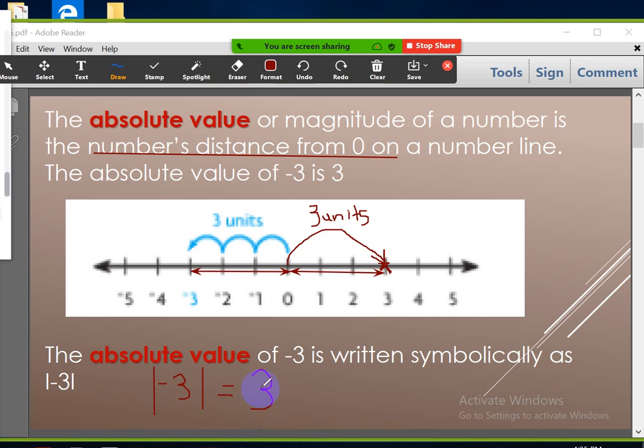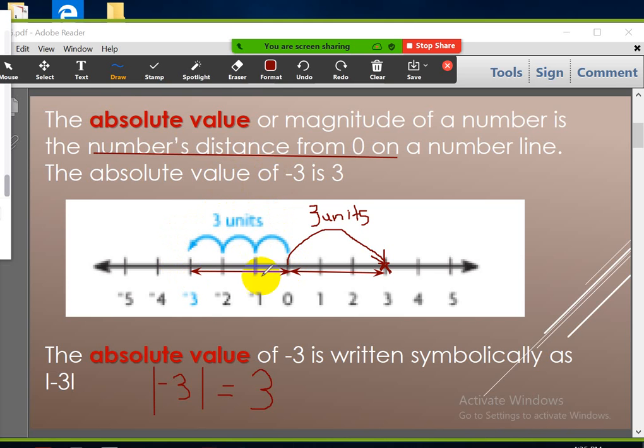Okay, I will repeat again. The absolute value is a number. This number represents the distance from 0, the distance between the number and 0 on the number line. Absolute value is a number that represents the distance between the 0 point and the number on the number line.